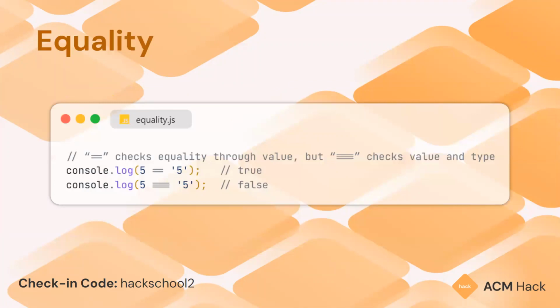Whereas if you had 3 equal signs next to each other, if you did console.log 5 equals the string 5, that's going to be false because if you have 3 equal signs, that basically checks the value and the type. Whereas if you had only 2 equals, it only checks the value.